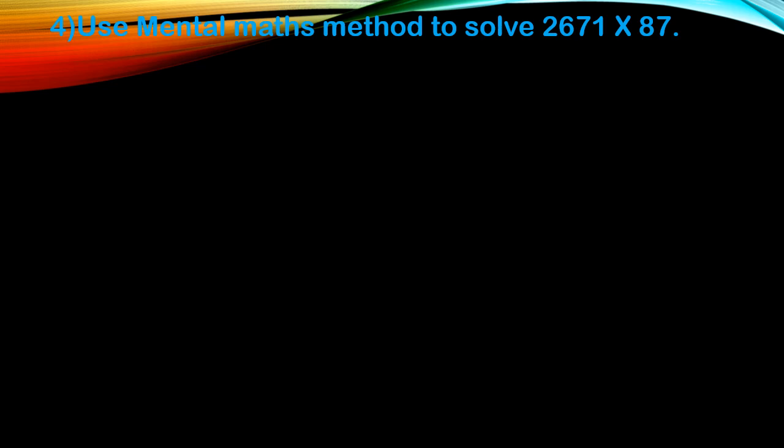So now we will move on to the sum. So the first step is the same. Okay, the number with more digits is written on the top and the number with fewer digits is written on the bottom. After that, okay, we have to multiply 2000. Okay, 2000 into 87.